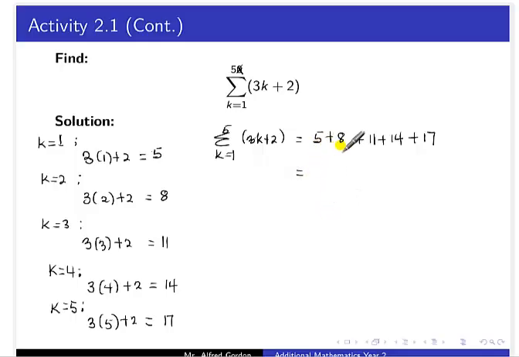So 5 with an 8 will give us 13. And 13 plus 11 gives us 24. And 24 plus 14 gives us 38. And 38 plus 17 gives us 55. So in all, we have this to be 55. Take your time, use a calculator if you want to. Okay, let's go to our next example.